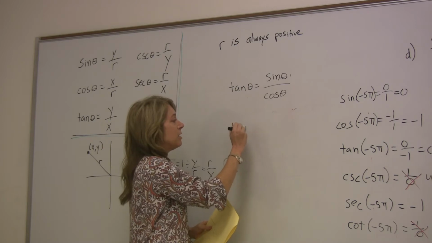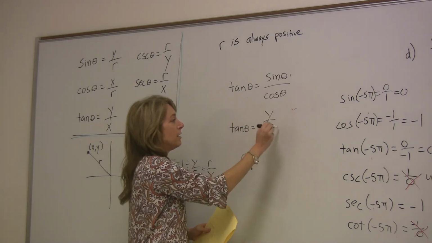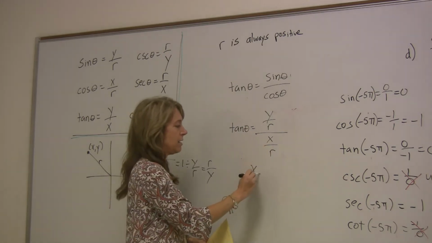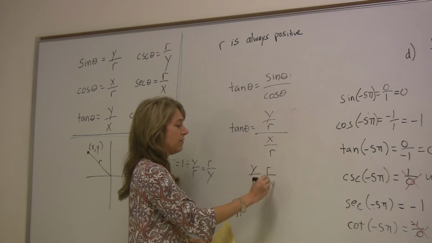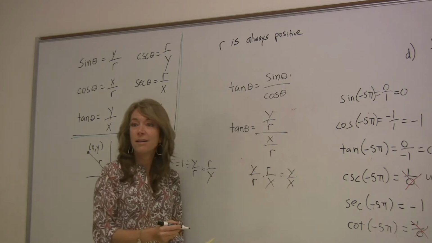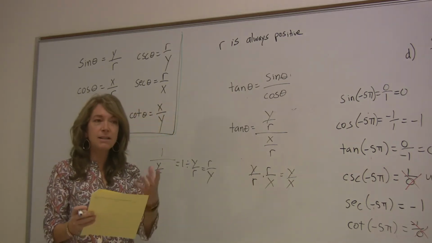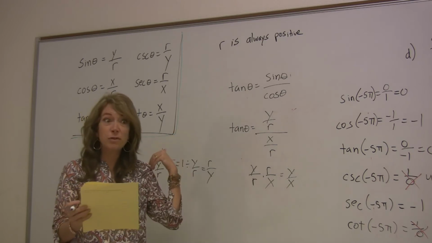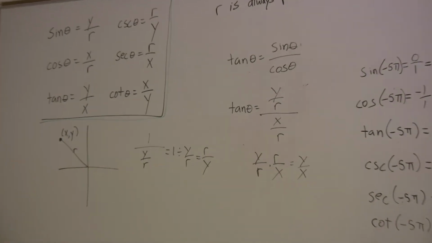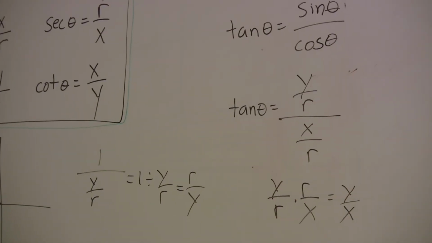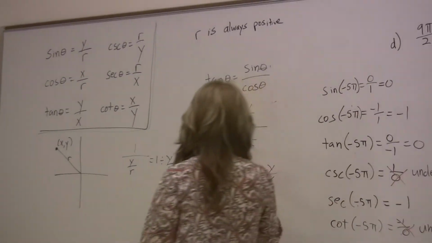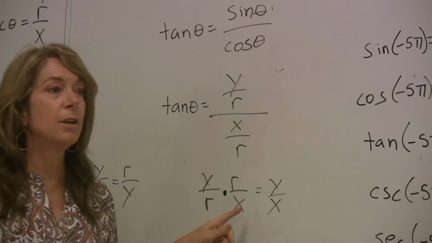Tangent of theta by definition is y over r over x over r. Well, if I take this fraction and divide it by that fraction, I flip it over and multiply, I get y over x. So these identities, if you can't remember them, actually come straight from the definitions, those first ones in the box in the middle of the page. The next one's called the Pythagorean identity. Is that being multiplied? I'm sorry, this is multiplied right here. Okay, sorry, you got it?